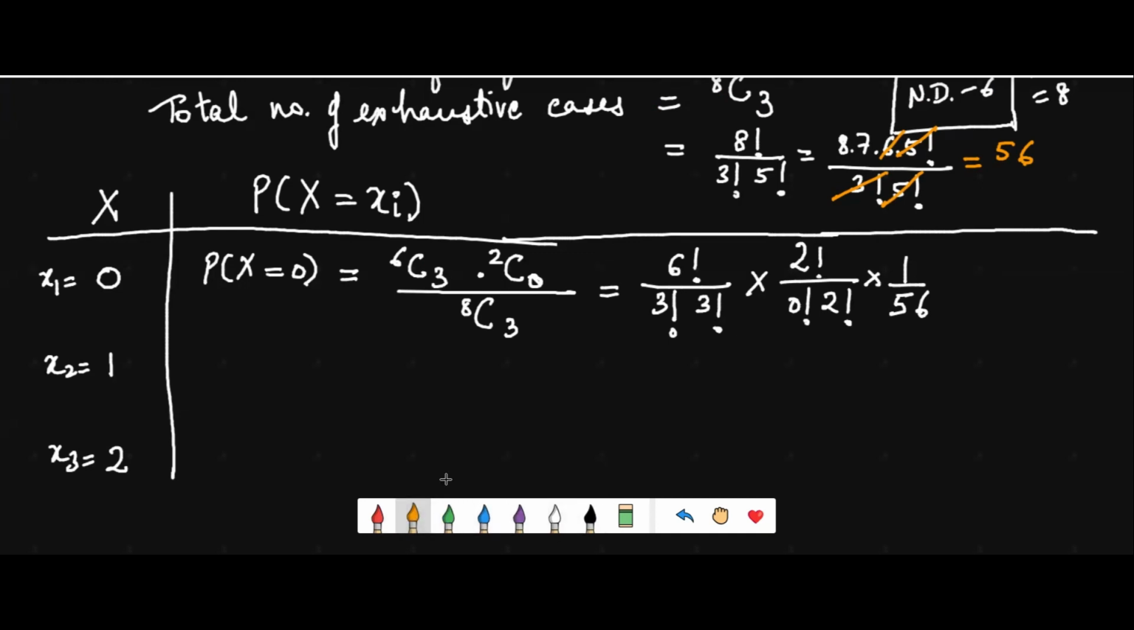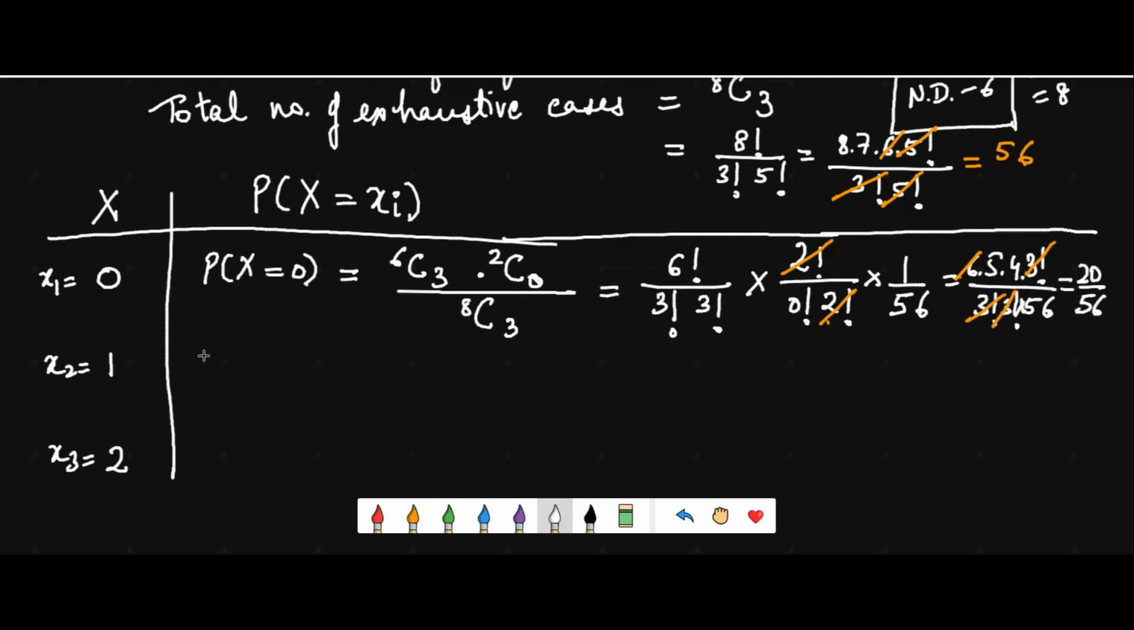So let us calculate the value again here. Ultimately, after cancellation, I am getting the final answer. Let me just write it. This is 6, 5, 4, 3 factorial upon 3 factorial, 3 factorial, 56. So even this gets cancelled. 3 factorial is 6. So we are left with 20 upon 56. I'm not cancelling it, so I'll be keeping it as 20 upon 56.